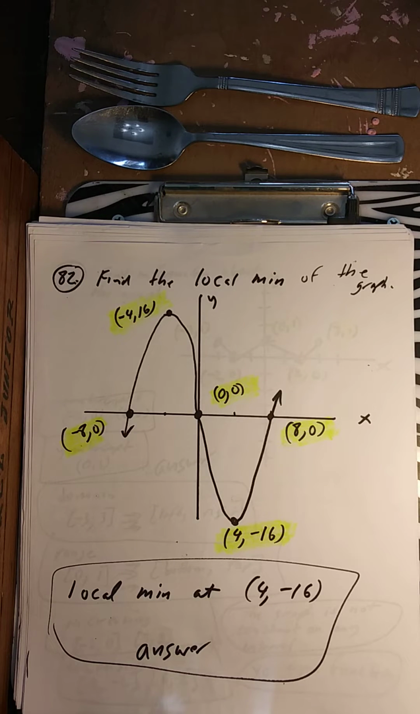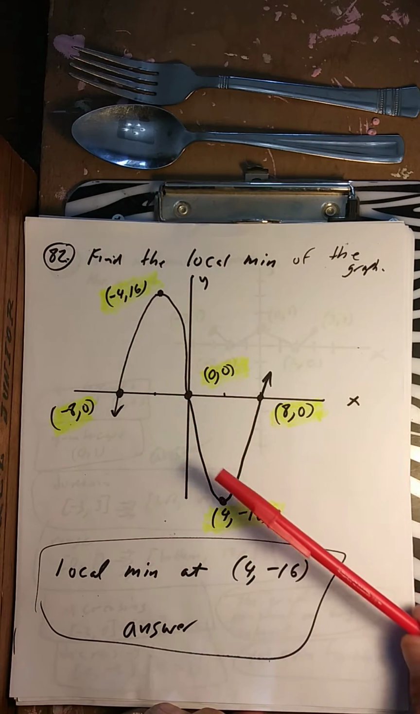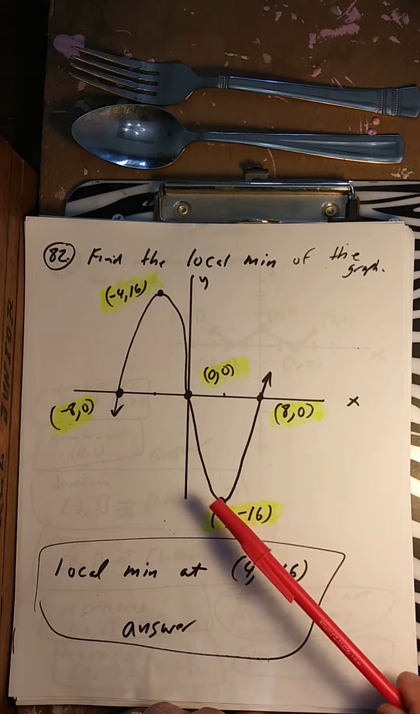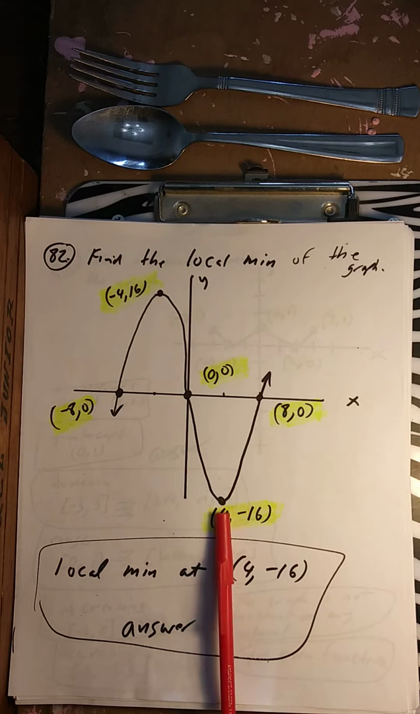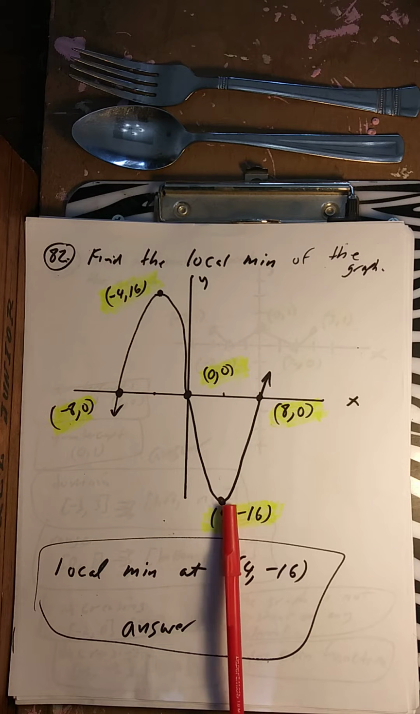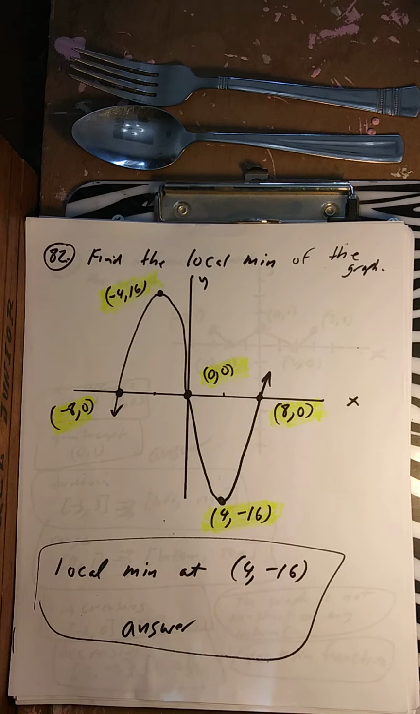Find the local min. Okay, there's a max, there's a min. That's what we're looking for right there. So at 4 and -16. So the local min is where? At 4 and -16. Right there. So the value at 4, what is it? -16. It goes down to -16.